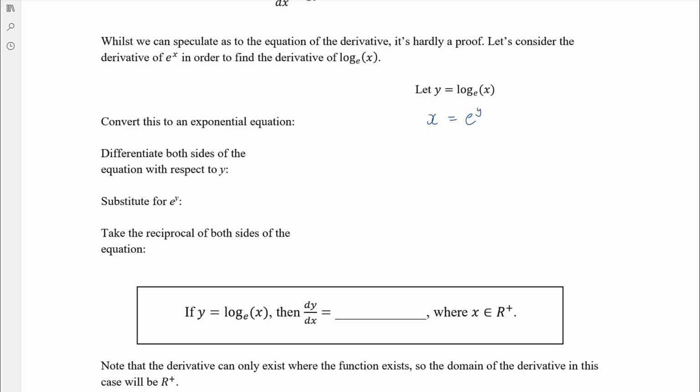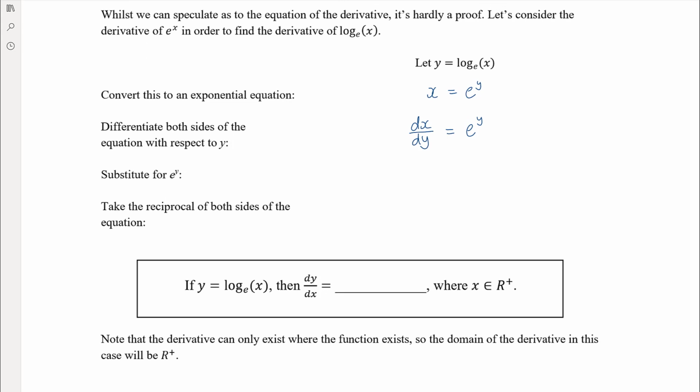Then we want to differentiate both sides of the equation with respect to y. So the derivative of x with respect to y is dx/dy. And the derivative of e to the y with respect to y is e to the y. We learned how to differentiate exponentials in the previous video. Okay, so then we're going to substitute for e to the y. What we know is e to the y is equal to x. So that means we know that dx/dy is just equal to x.